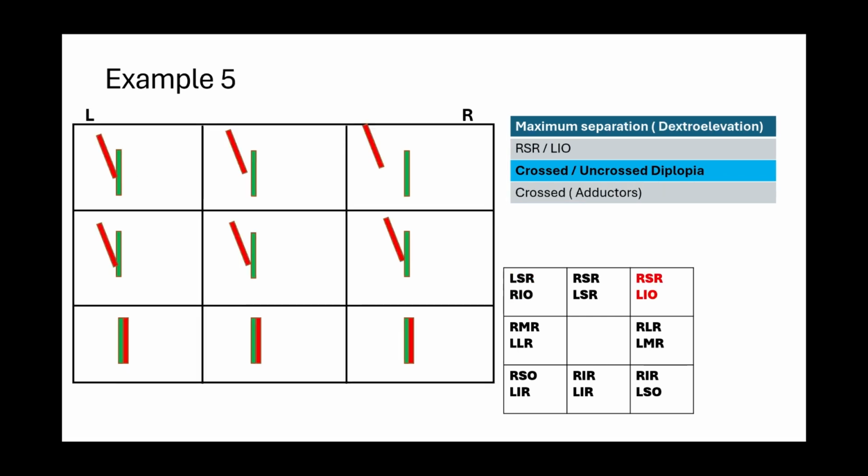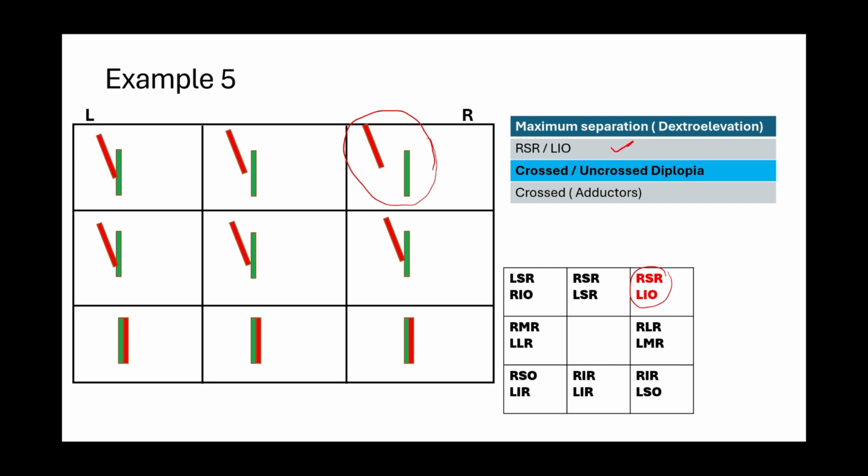Next example, let's see where the maximum separation is. The maximum separation is in dextroelevation. So this is the area where there is maximum separation. What are the muscles responsible for dextroelevation? It is the right superior rectus and the left inferior oblique. So, first observation, we have come to a conclusion that one of these two is the culprit.